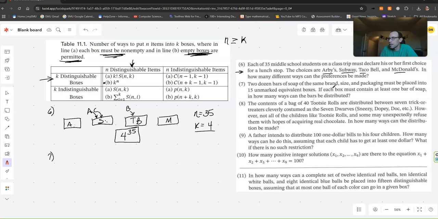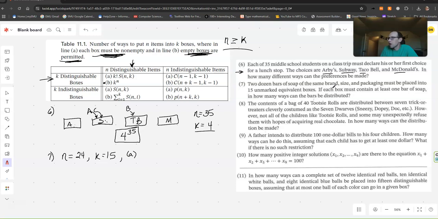All right, number 7. We have 24 bars of soap of the same brand, size, and packaging that must be placed into 15 unmarked equivalent boxes. So we have n equals 24, k equals 15. Again, we're just going to try it out with n being the bigger one, and we can decide if that makes sense when we get our final answer. Each box must contain at least 1 bar of soap, so we're in situation A there.